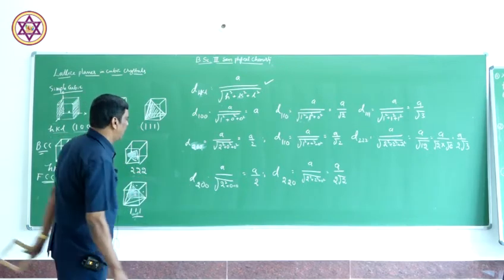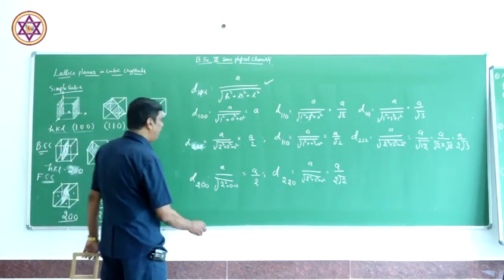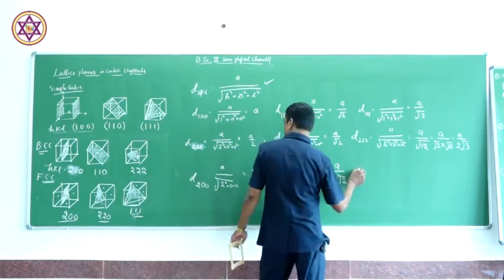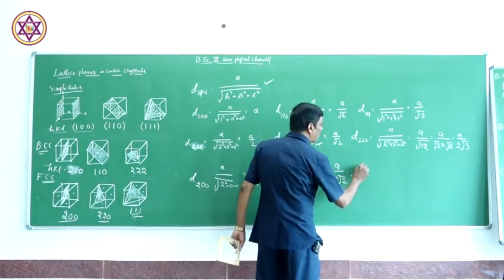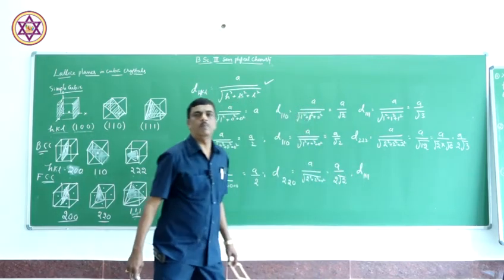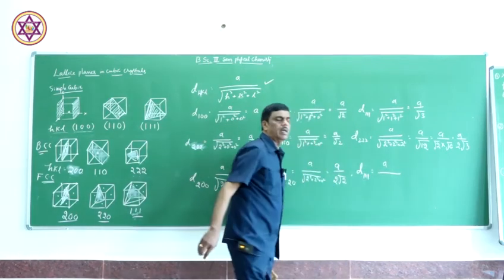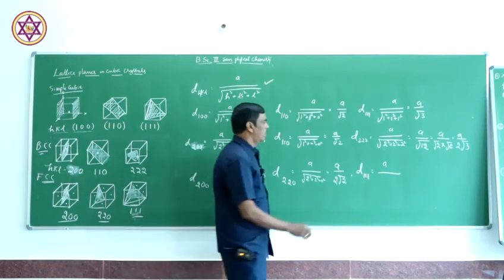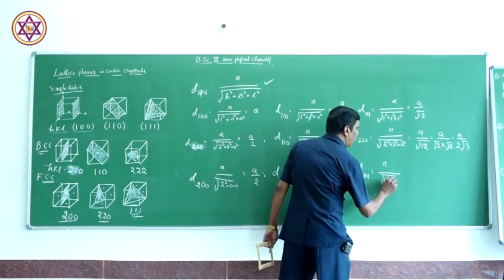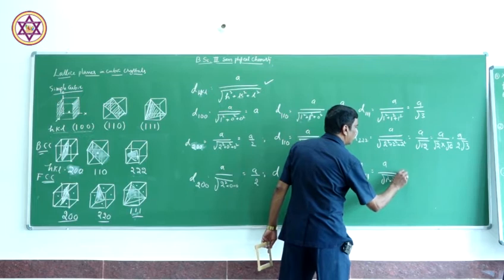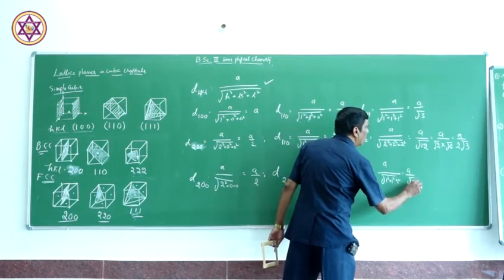Next come to d 1, 1, 1 plane. The interplanar distance is a over square root of h square plus k square plus l square, that is equal to square root of 1 square plus 1 square plus 1 square, a over root 3.